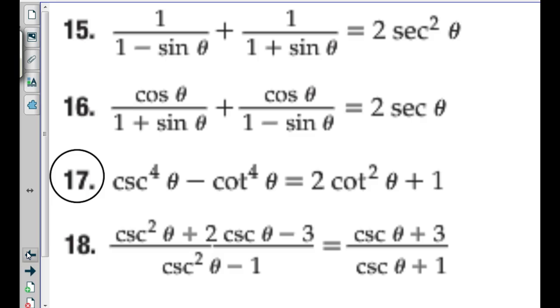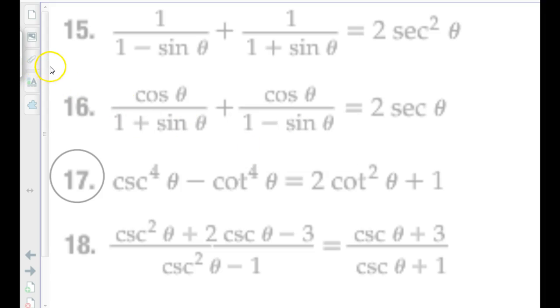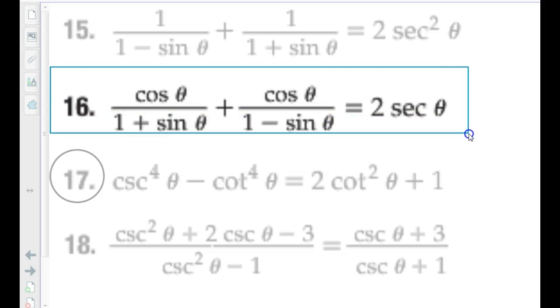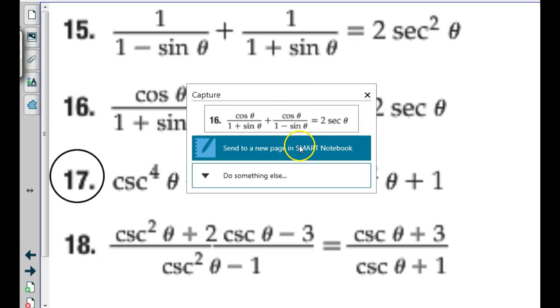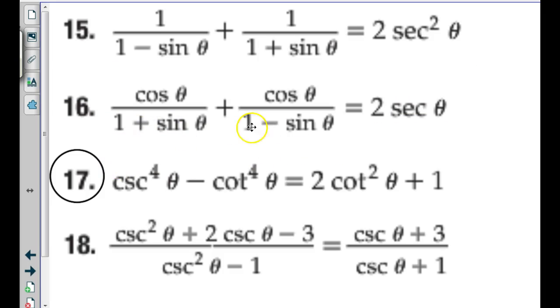Number 16 or number 15? One of those is probably on the quiz. You want me to do 16? Didn't assign either one. I probably should have assigned 16 instead of 17 because 17 is really weird. I can do 17. Come on.